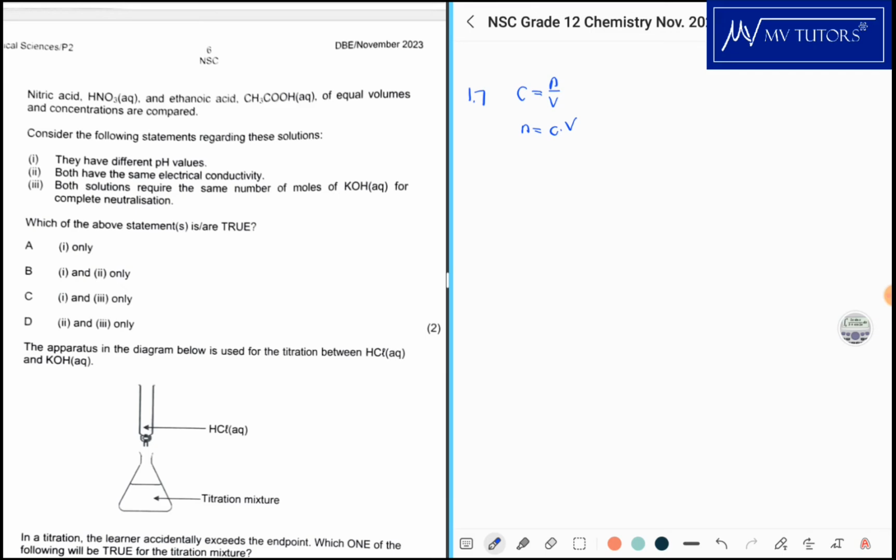Now consider the following statements regarding these solutions. Okay, let's see. 1, they have different pH values. Most definitely. Nitric acid is a strong acid. All right, I hope you know that. It is a monoprotic acid. Also, ethanoic acid is monoprotic, but it is a weak acid. So definitely they will have different pH values. The one for the stronger acid, nitric acid, will have an even lower pH value than ethanoic acid. So I agree. That is correct.